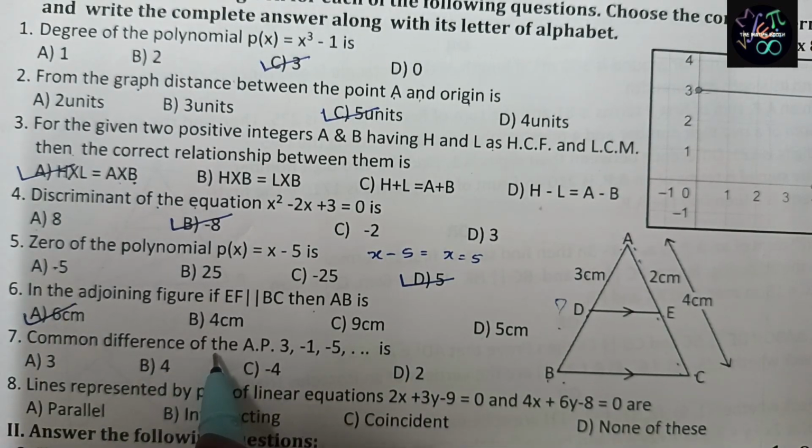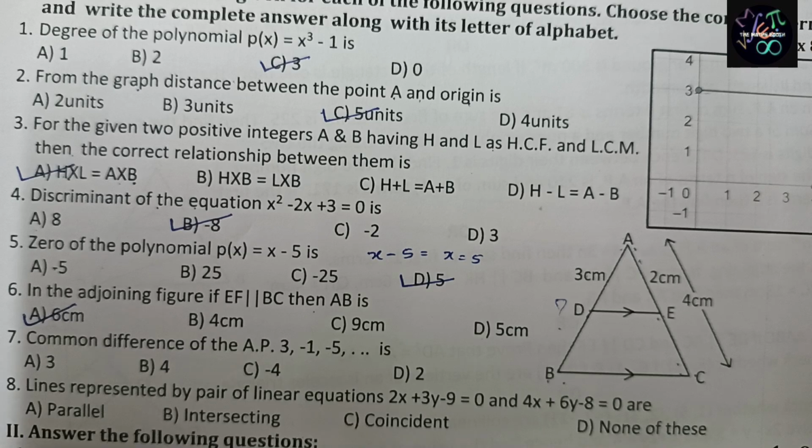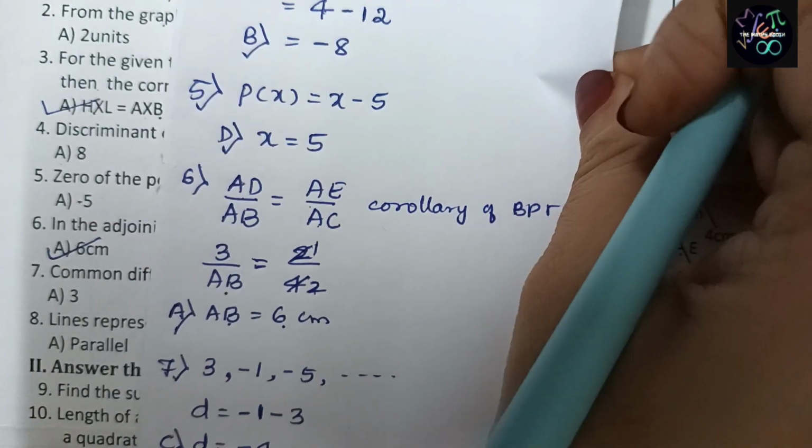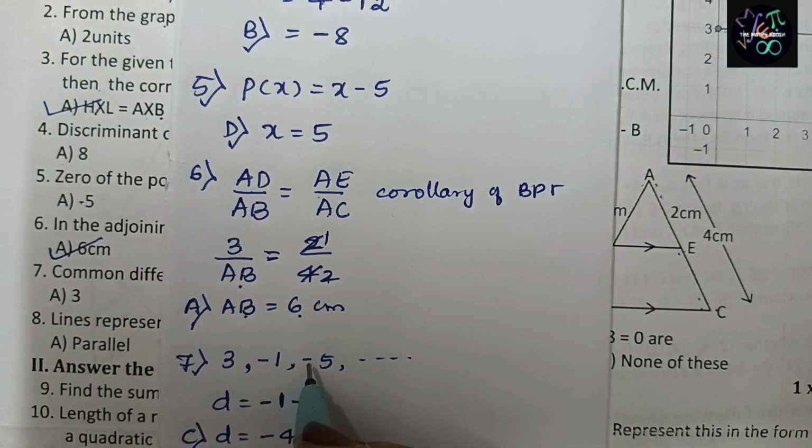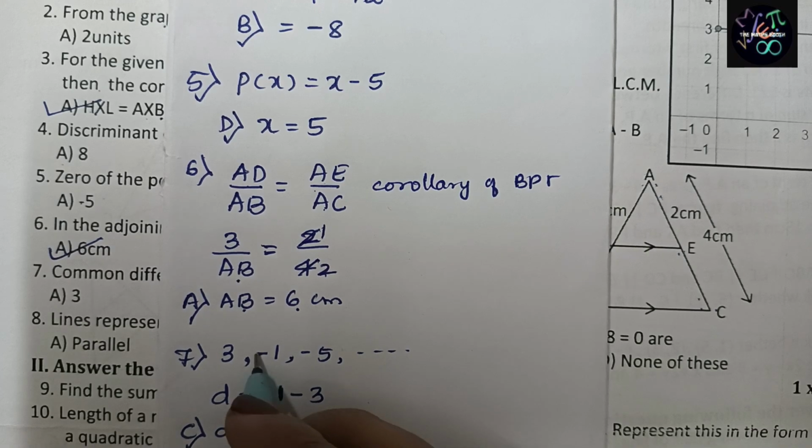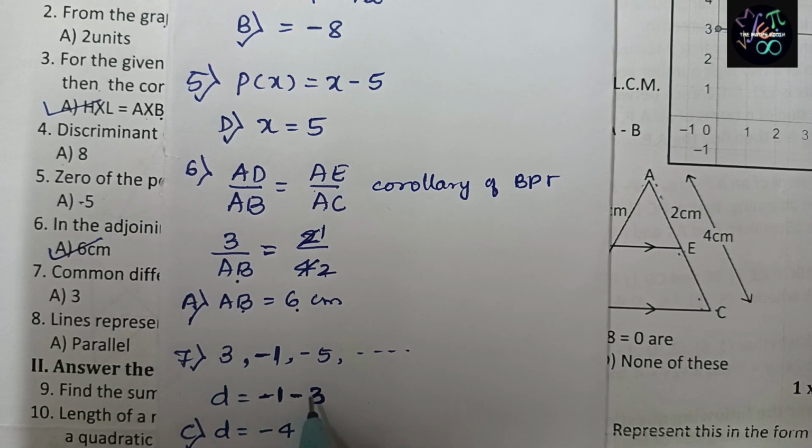Common difference of AP 3 comma minus 1 comma minus 5 is. So how can we find the common difference? Here I have solved. See, 3 comma minus 1 comma minus 5. So d is equals to second term minus first term. So this is the formula, minus first term, the first term is 3. Both minus means we have to do plus. So the answer is nothing but minus 4.